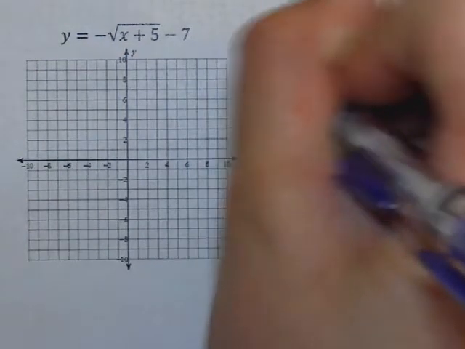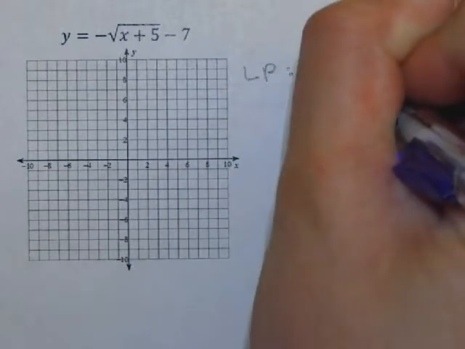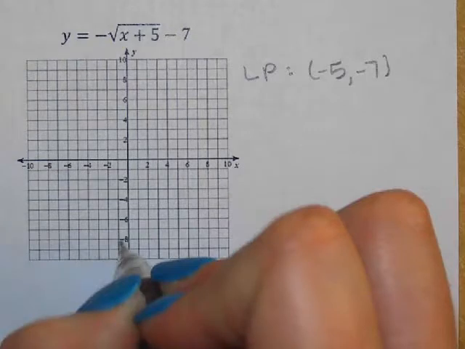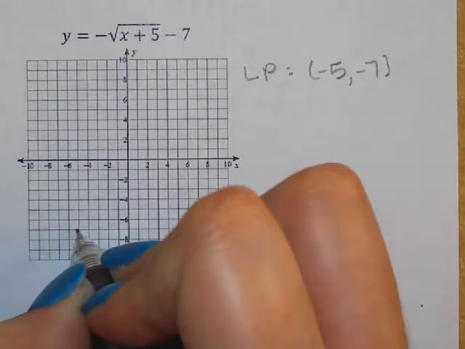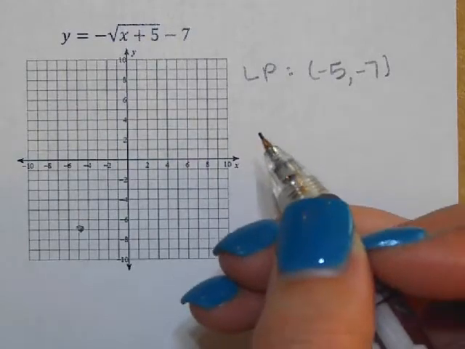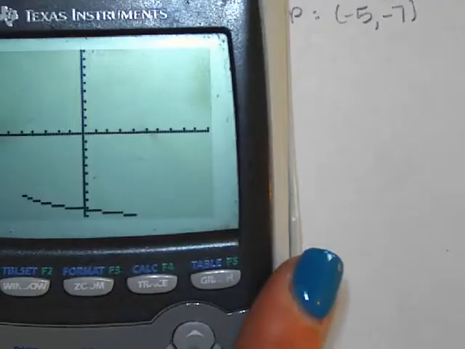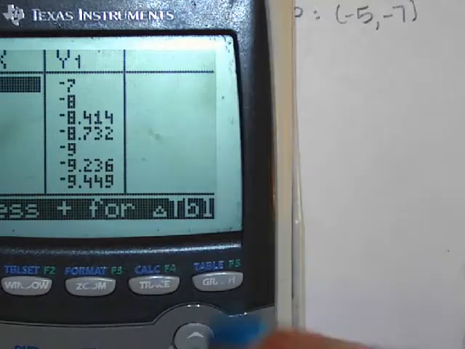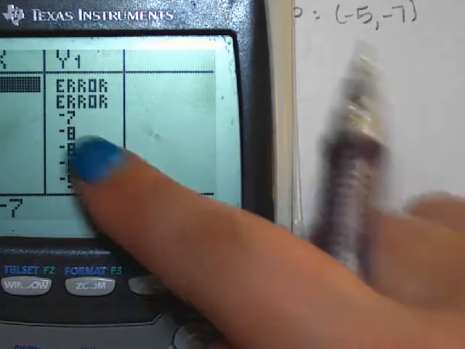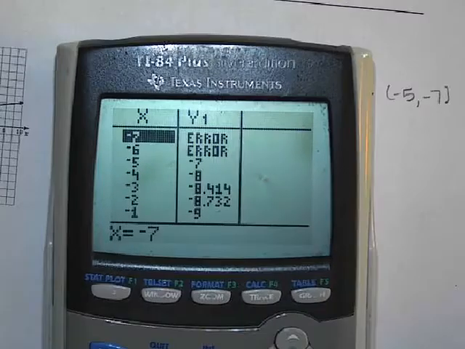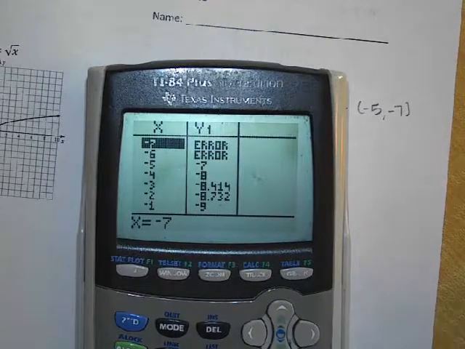Okay, so locator point is -5, -7, and the benefit of knowing where that point is, we know where to look on the table to find other points that we can actually graph, okay? So if you hit second table, then -5, -7 is like the very first point we can get. You can see all the points to the left of that give you an error message because they're not actually defined. You can't graph them, okay?